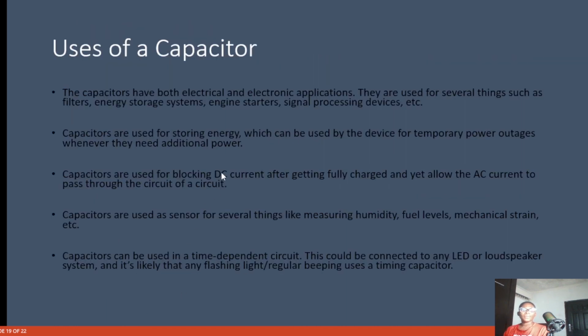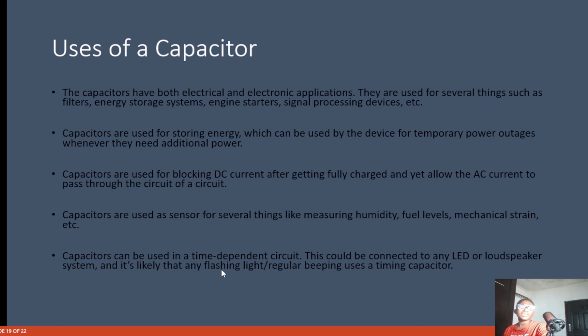What are the uses of a capacitor? The capacitor has both electrical and electronic applications. They are used for several things, such as filters, energy storage systems, engine starters, signal processing devices, etc. Capacitors are used for storing energy, which can be used by the device for temporary power outages whenever they need additional power. Capacitors are used for blocking DC current after getting fully charged, and yet allow the AC current to pass through the circuit. Capacitors are used as sensors for several things, like measuring humidity, fuel levels, mechanical strain, etc.